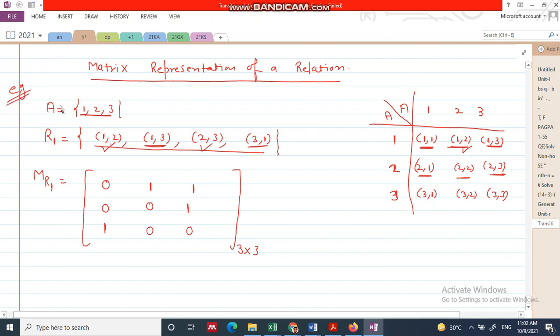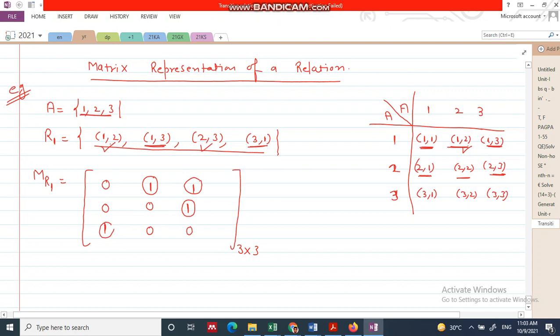We can move in both directions. If you are given a relation you can construct the matrix, or if you are given the matrix then from this you can construct the relation. For example, in the matrix, the position of this element is (1,2), so it means the element (1,2) is in the relation. Here this element is (1,3), so (1,3) is in this relation. This position is (2,3) because this element is in the second row and third column, so (2,3) is in the relation. And this element is in the position (3,1), so we can write (3,1) in the relation.